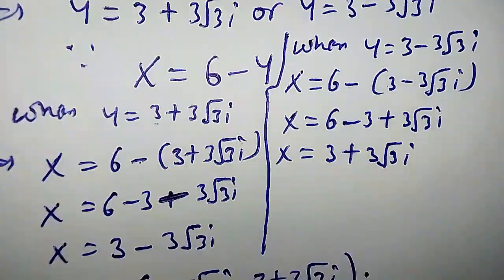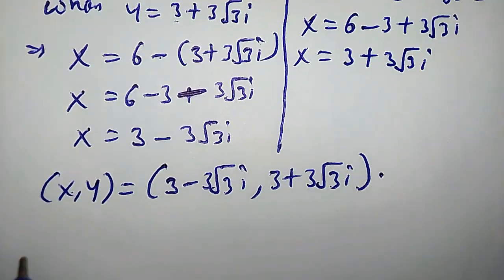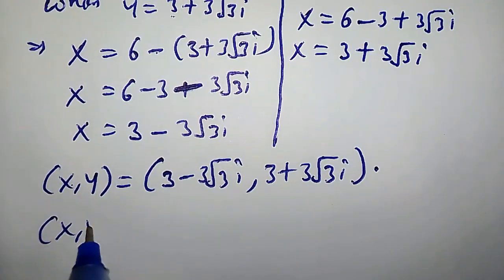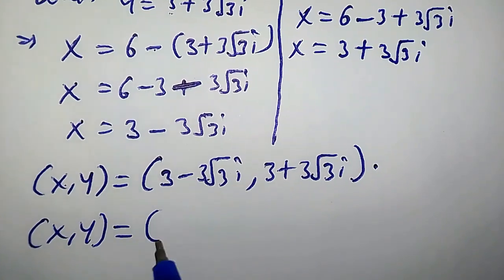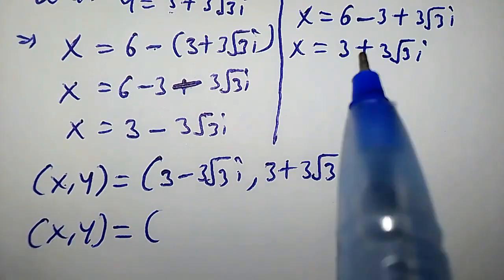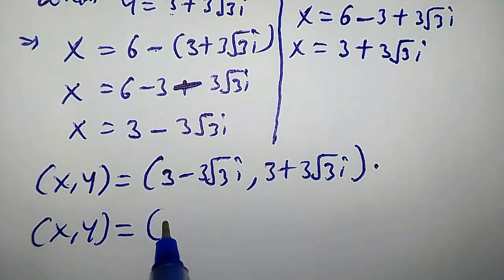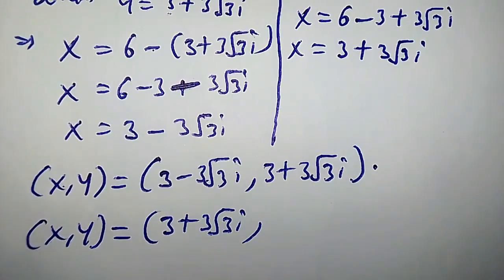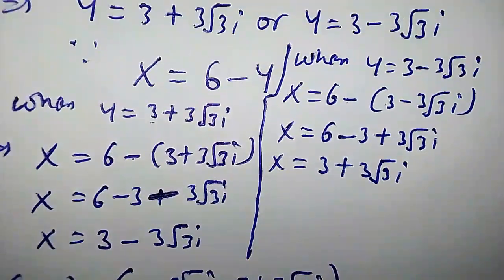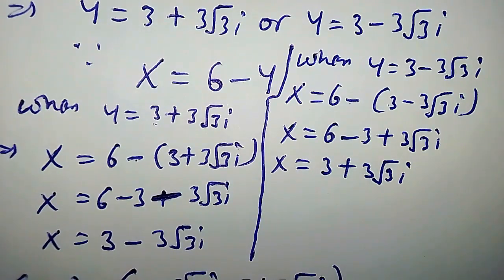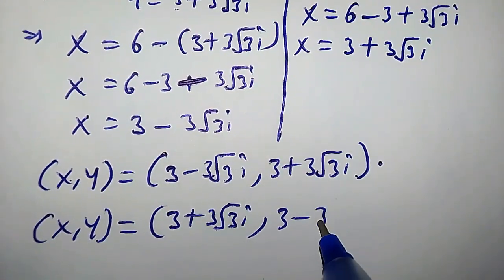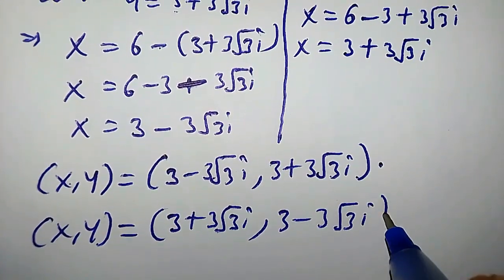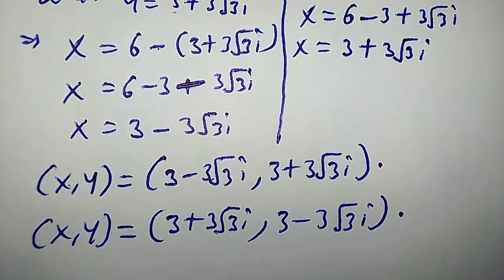That means the second solution, let's put it here, x comma y is equal to, what is x? x is 3 plus 3 root 3i, comma, what is y? The value of y is this, 3 minus 3 root 3i. This is the second solution.